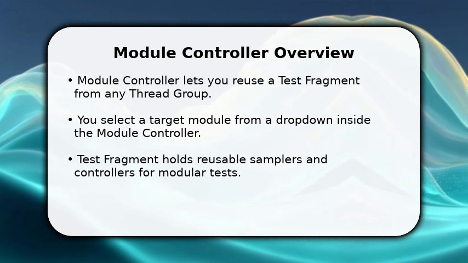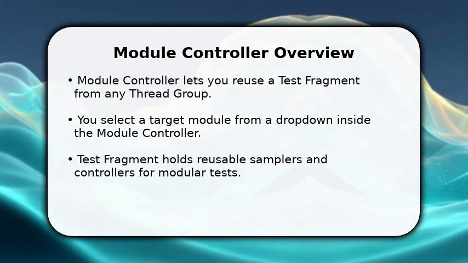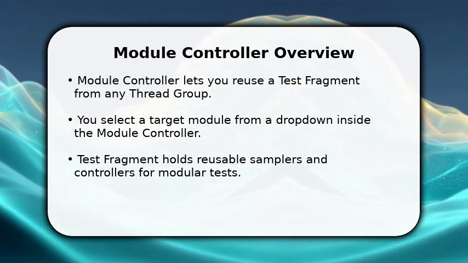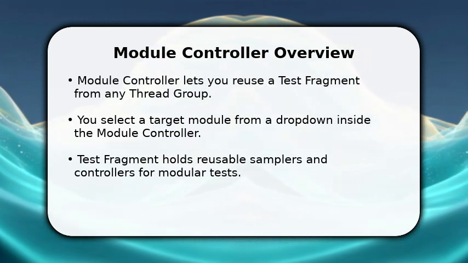Inside the module controller, choose the target module from the drop-down list. The controller will execute the selected module in the calling thread group context. This reduces duplicated samplers across your test plans and speeds up testing.